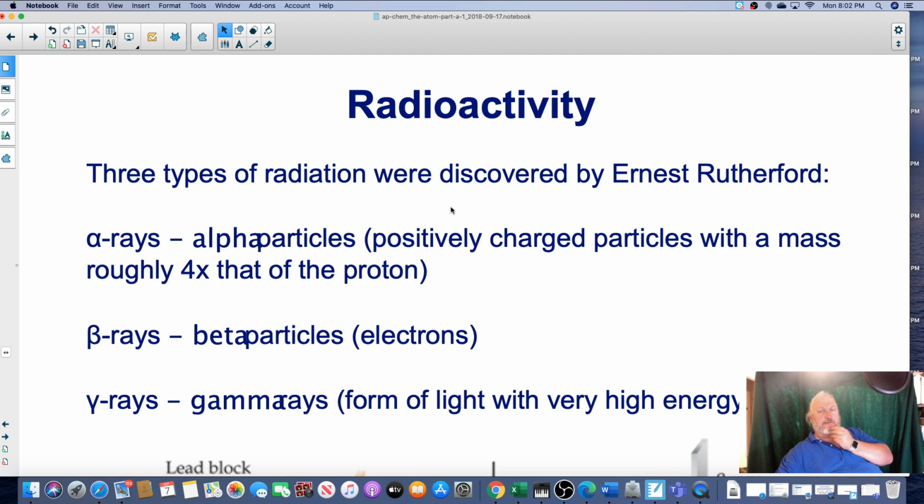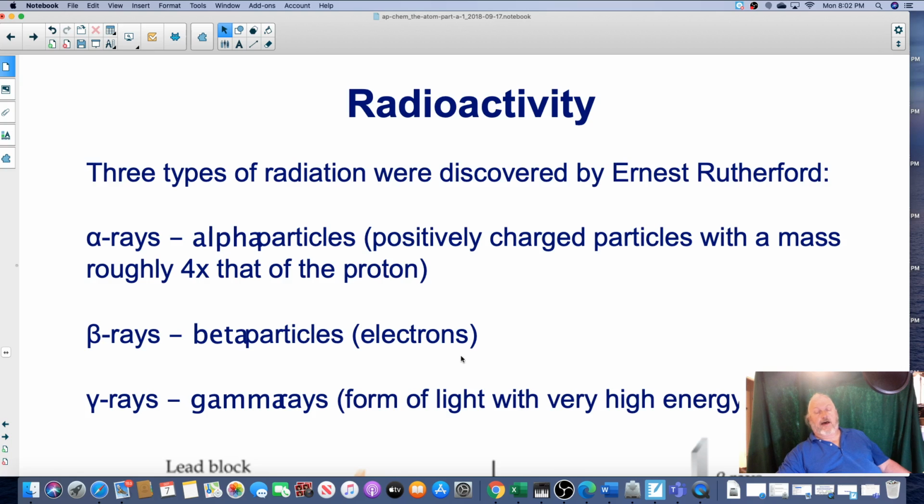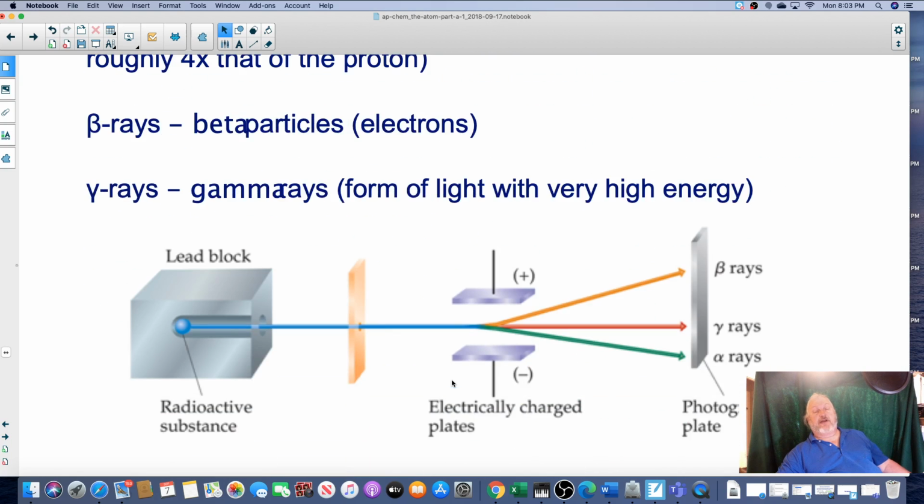So there are three types of radiation discovered by Ernest Rutherford. One is what we call an alpha ray, and these are alpha particles, which were positively charged particles with a mass about 4 times that of the proton. So they had 2 protons and 2 neutrons, and that's what we found out. Then there were beta rays, which were beta particles, and we found out those were electrons. Then you had gamma rays, which were a form of light energy, very high energy.